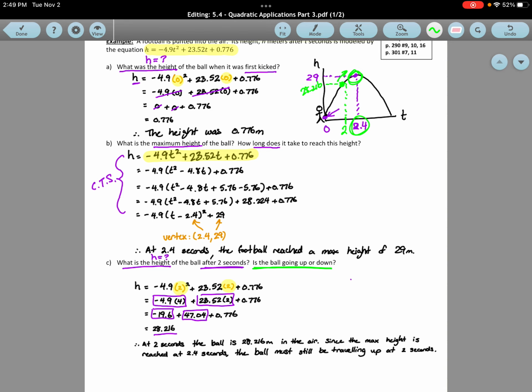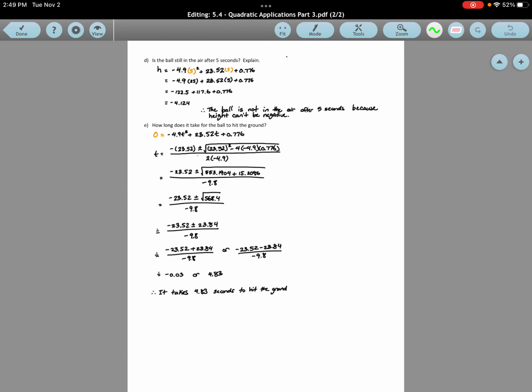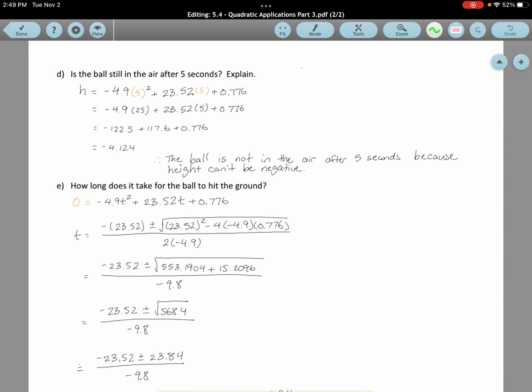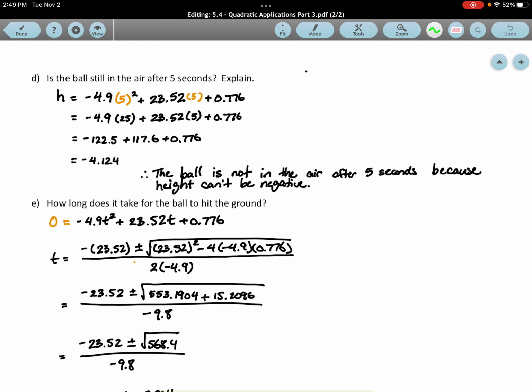Okay, so that's our first page. Let's go into the second page. It's some more questions based on the same thing. Is the ball still in the air after 5 seconds? Okay, so is the ball still out in the air after 5 seconds? Well, let's take a look. We're just going to put 5 into our equation.